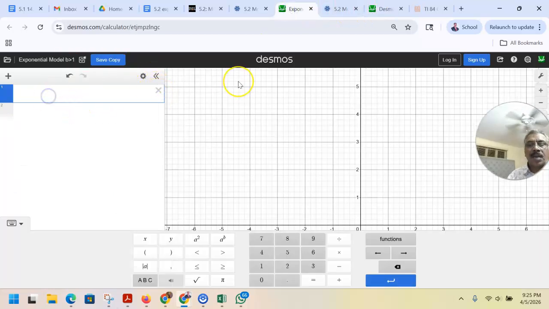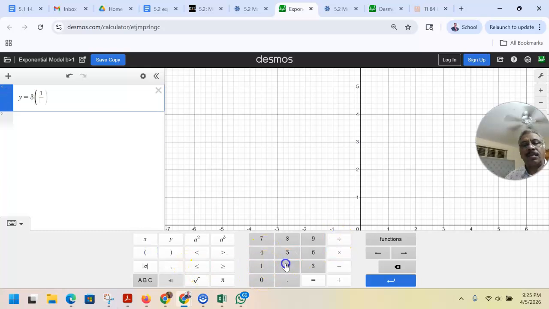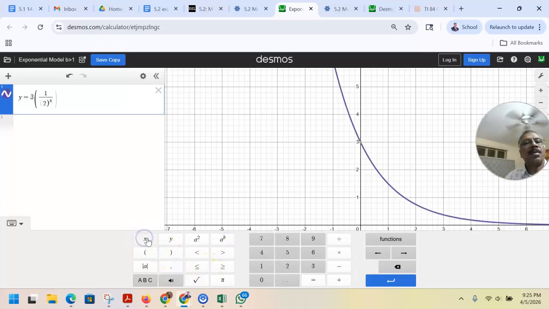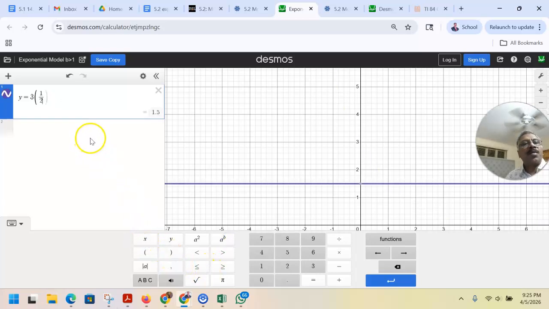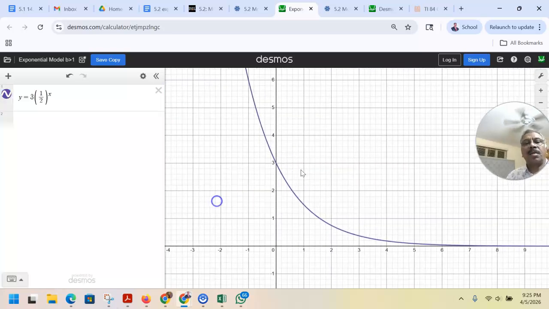Put y equals 3 times half, close, go up, put x. I think I made a mistake over this one, and then you right click, and then close, go up, put x. Okay, and you can see it starts at 3. That's how the graph is.